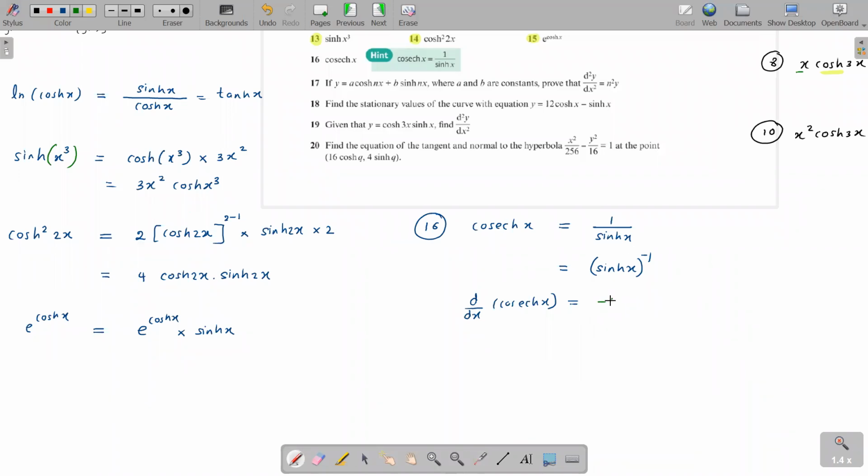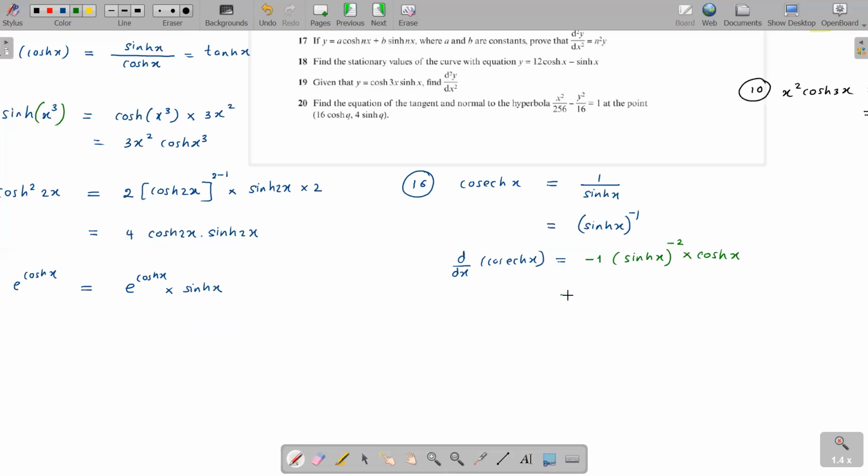What happens here? Minus 1 times sinh x to the power minus 2, and then into the differentiation of sinh x, which is cosh x, directly cosh. Isn't it? I told you sinh differentiation is directly cosh. So now let's fix this. I have a minus 1 here. Sinh x to the power minus 2 means it's 1 over sinh square x. Do you agree with me?